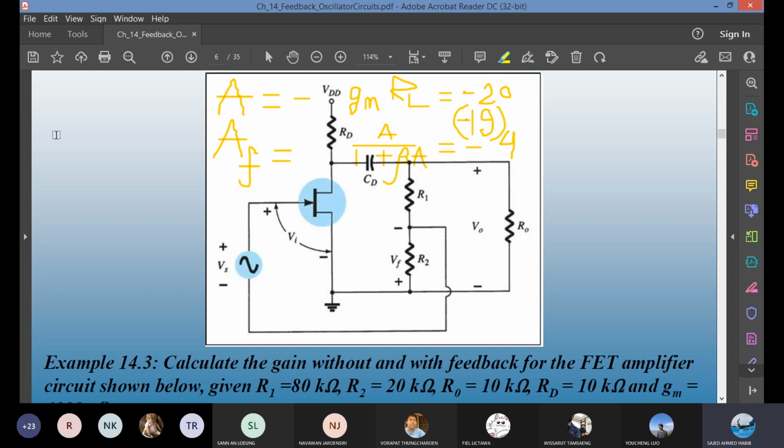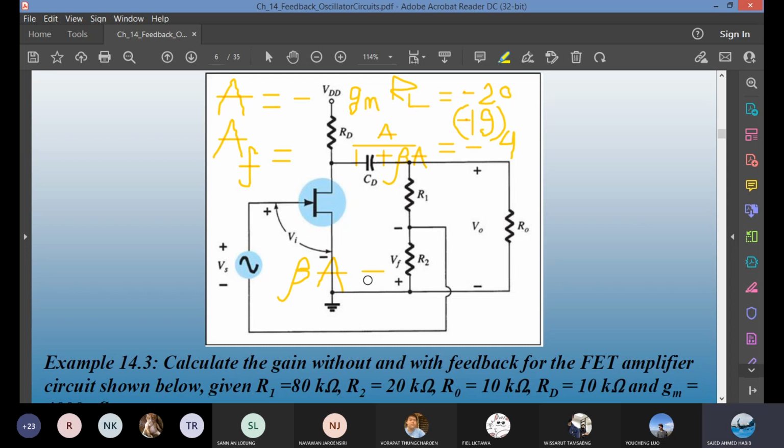It is not acceptable. So that's why you cannot use the approximation. Because if we see the criteria, beta multiplied by A, what do you get? A is minus 20, beta is minus 0.2. What is the beta A product?